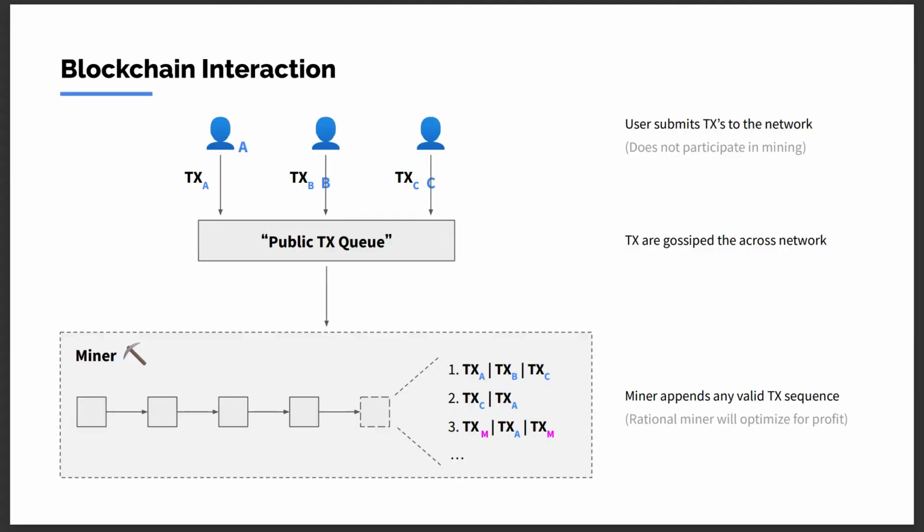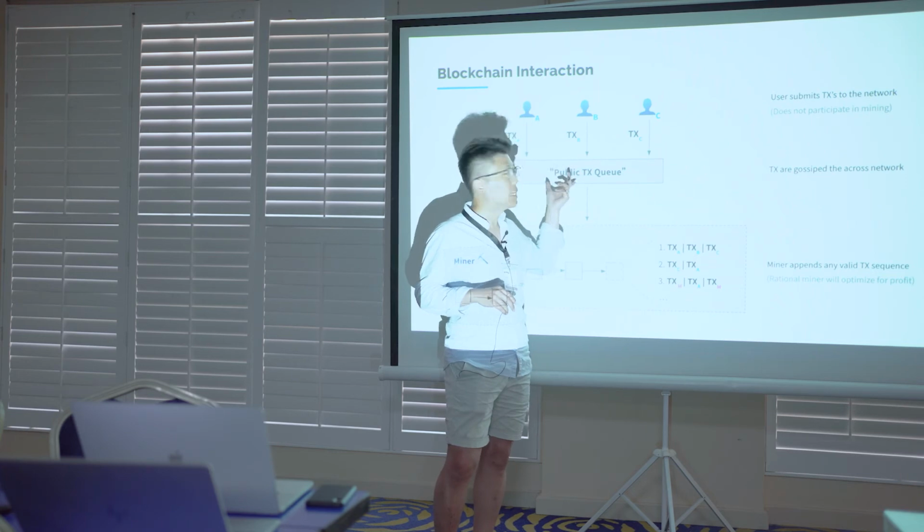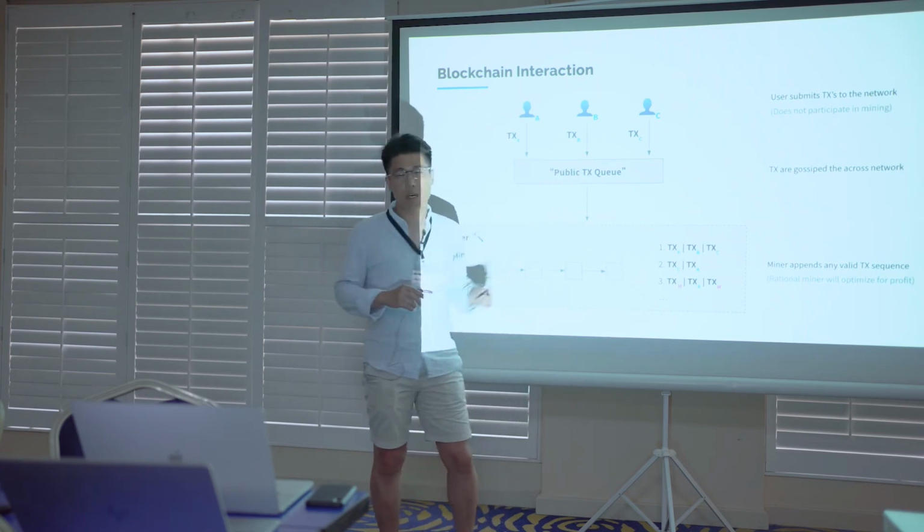Then we have a miner. The miner is extending the chain, as you know, and the miner will extend the sequence of transactions in a way that maximizes revenue, or maximizes profit. It has the power to sequence and also infer the transactions as they are publicly stored in the queue.